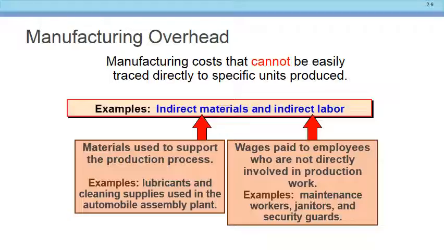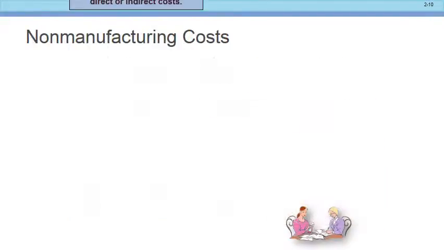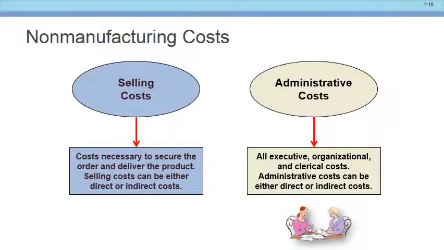Now, those are all considered manufacturing costs. There are also something that is called non-manufacturing costs. Non-manufacturing costs are costs we have to incur. However, those costs are not going directly to the product.